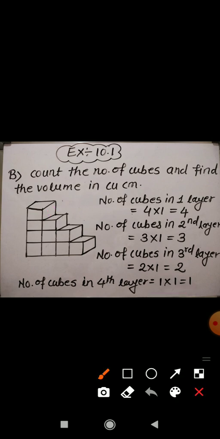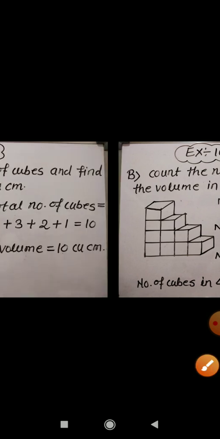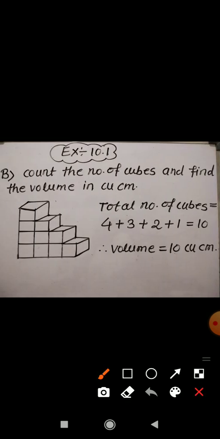Now if we add all these cubes, what we will get? 4 plus 3 plus 2 plus 1, which is equal to 10, right? See here, total number of cubes come 10. Hence, volume is equal to 10 cubic centimeter.